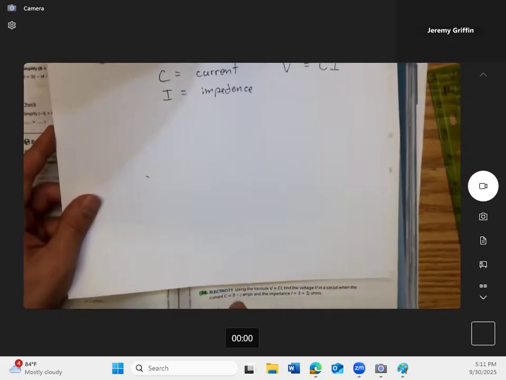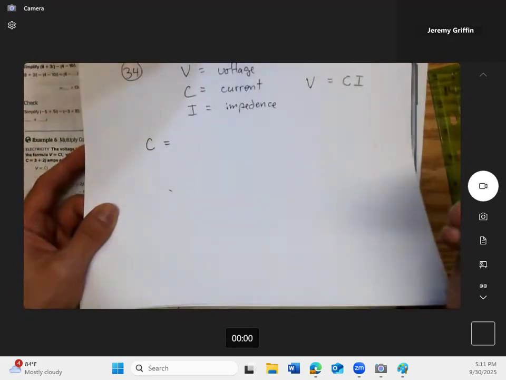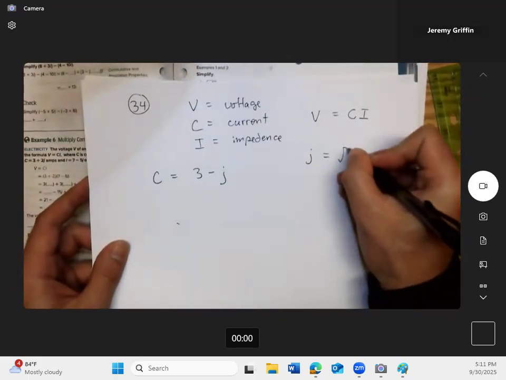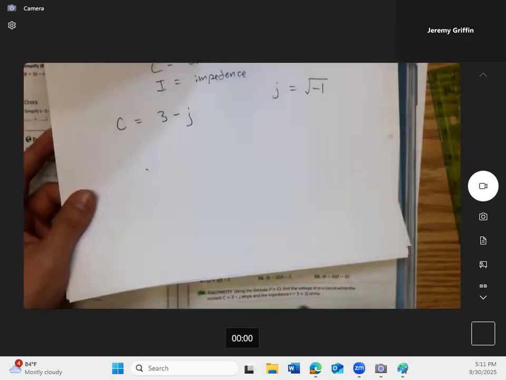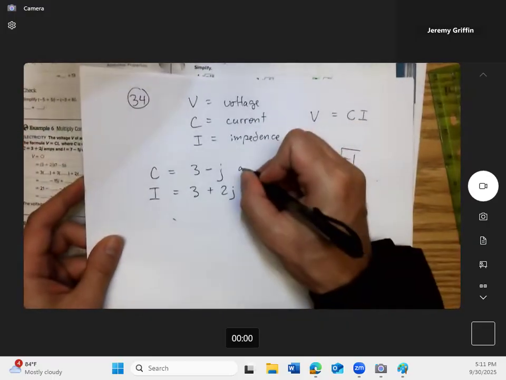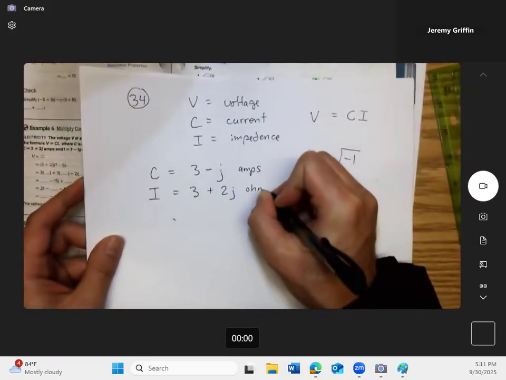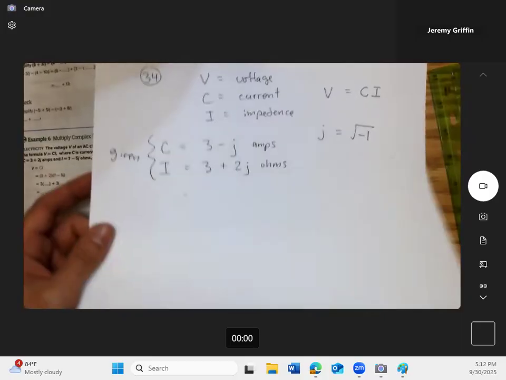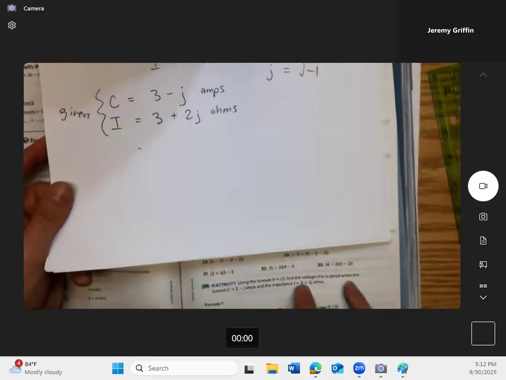And if this is alternating current, then you get to bring in imaginary units. So the current is 3 minus j. Remember, j is our imaginary number. Okay? And then the impedance I is 3 plus 2j. Okay. So this would be amps. This would be ohms. Okay. So this is all given right here, given that. So find the voltage, right? Yeah, find the voltage.